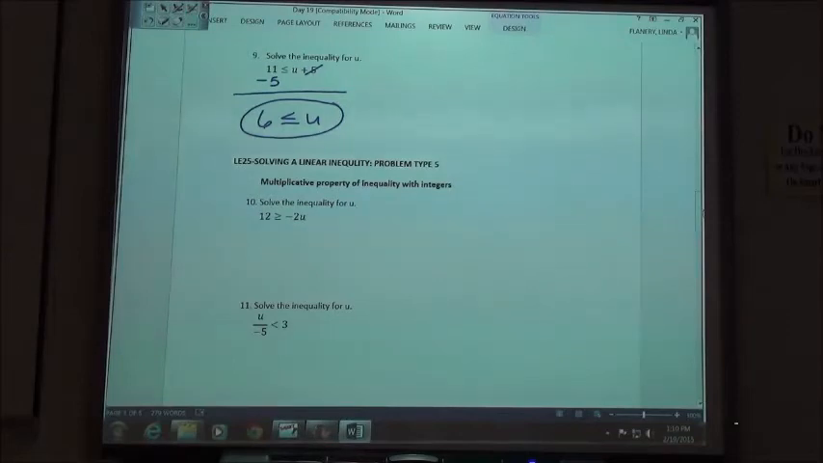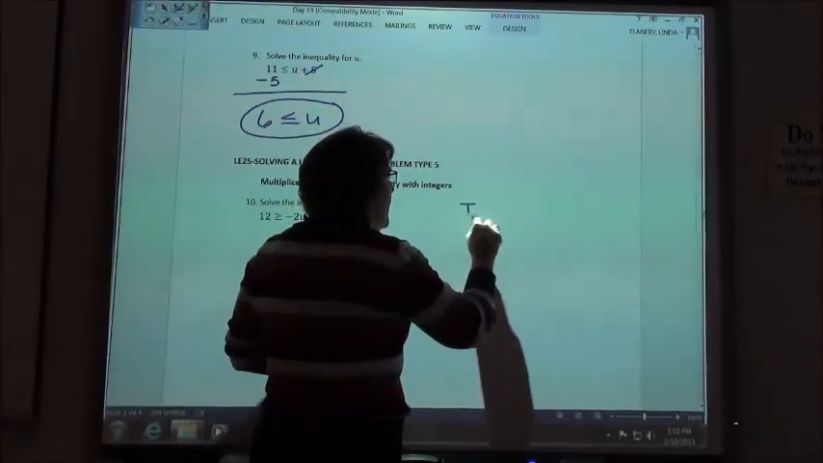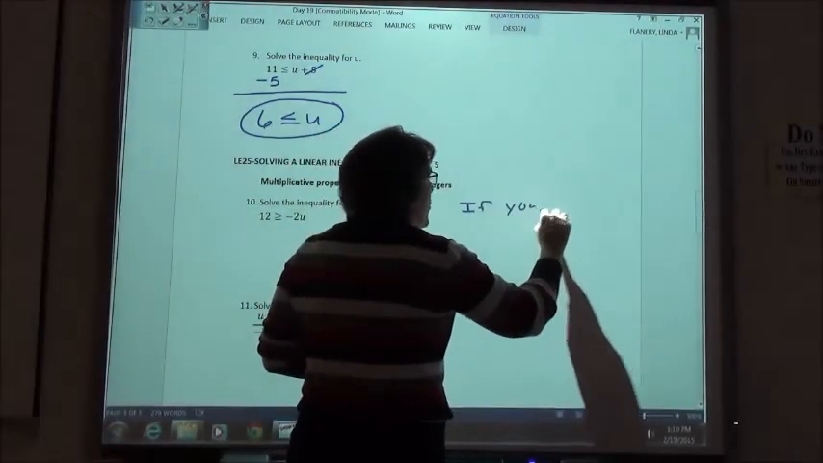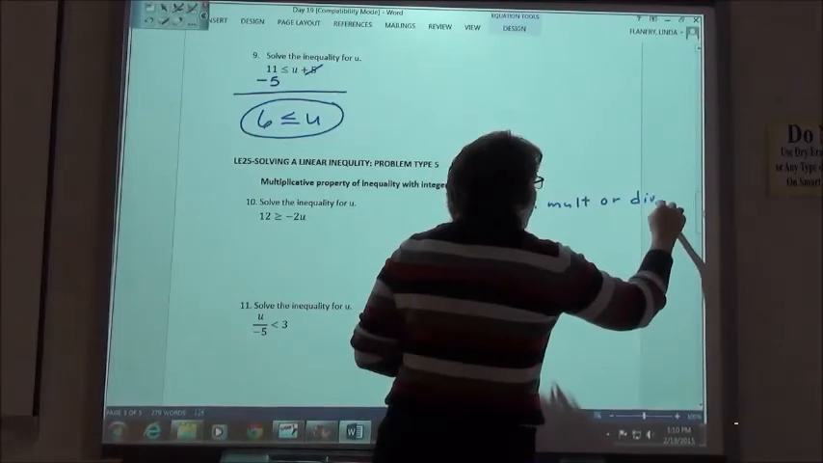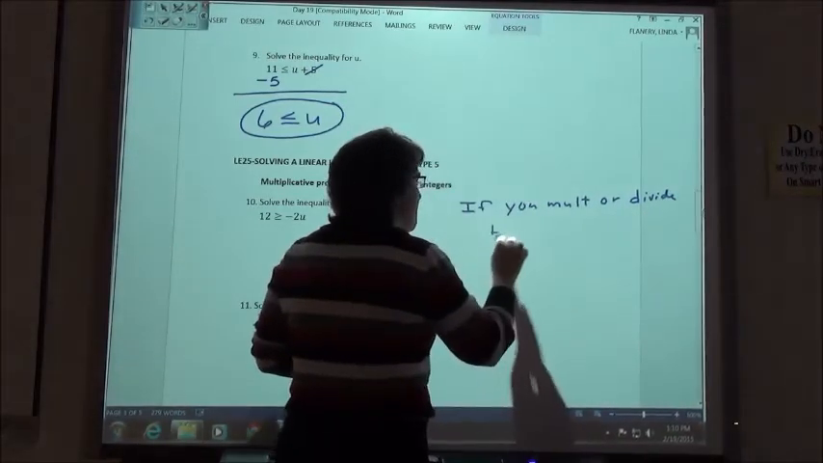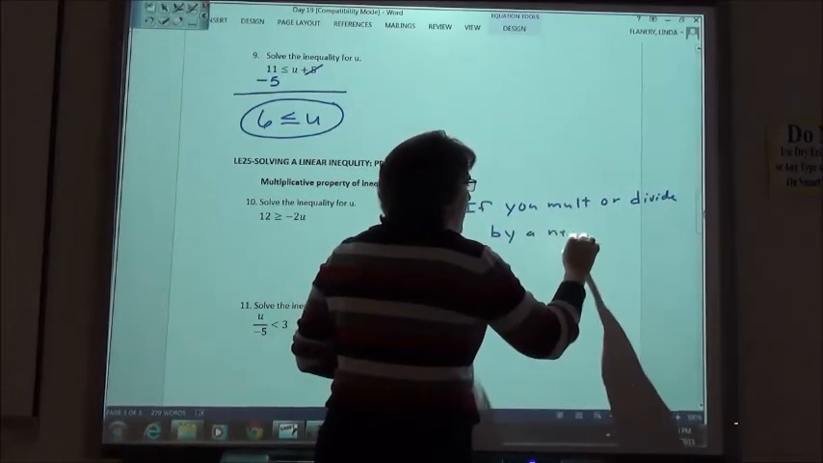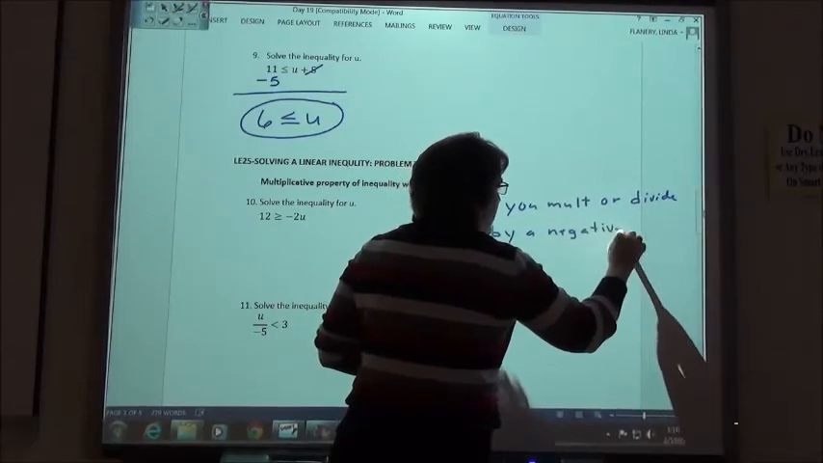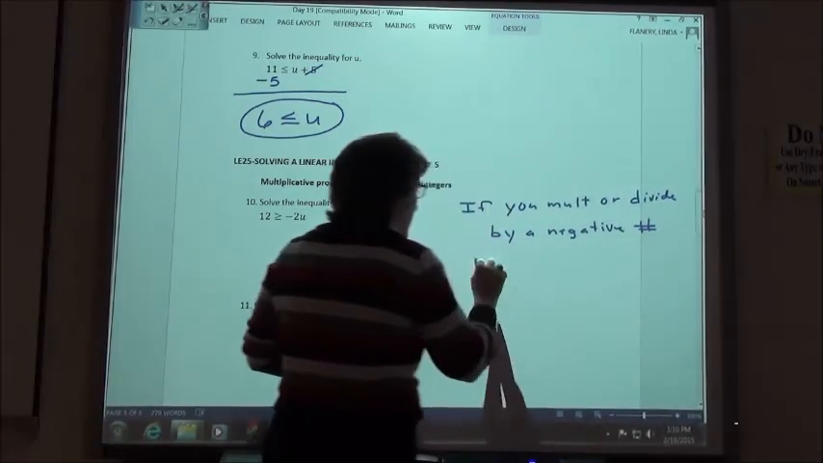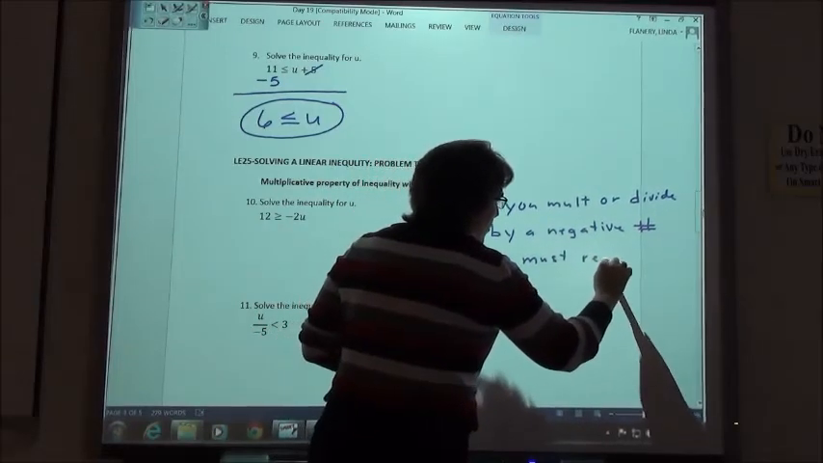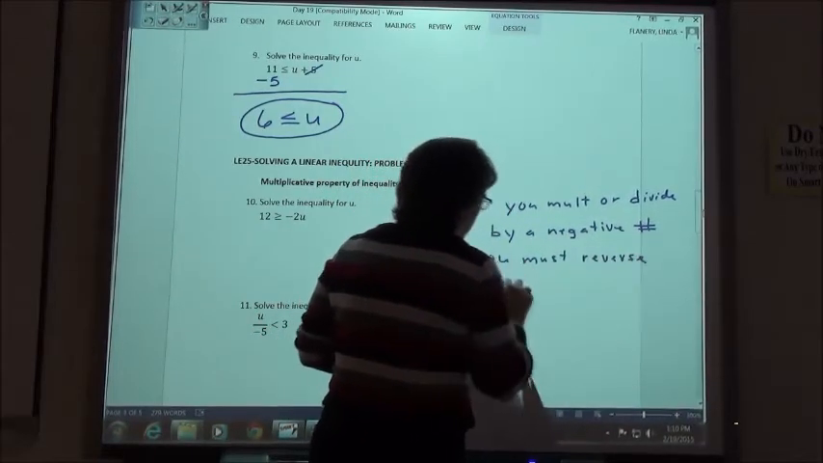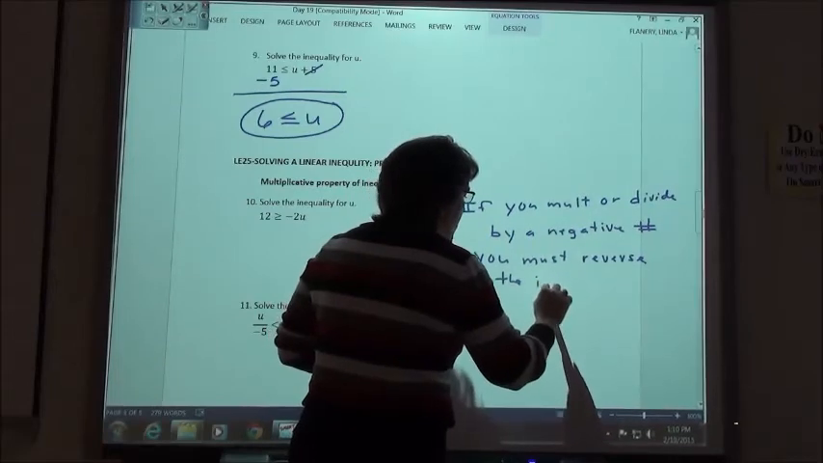So now in this next part is where you have to follow that rule. If you multiply or divide by a negative number, you must reverse the inequality sign.